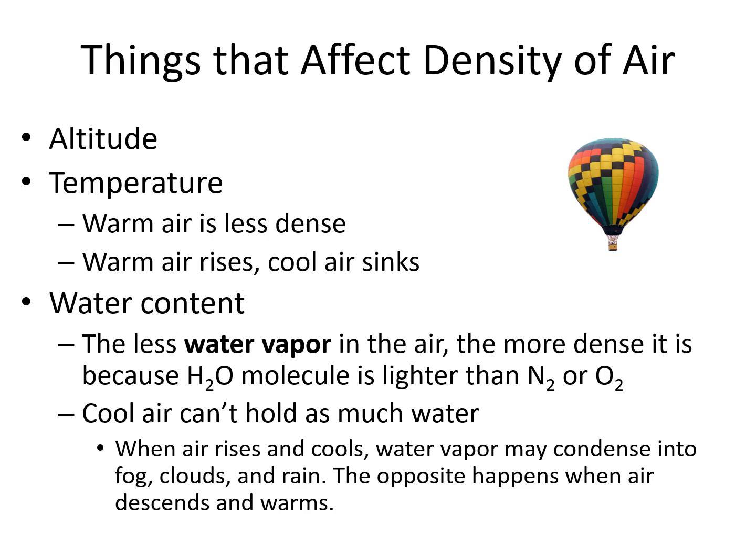When air rises, it also cools, and the water that is contained in that air as water vapor will tend to condense into water droplets, forming clouds, fog, and rain. And the opposite can happen when air descends and warms. Moisture can turn into water vapor.